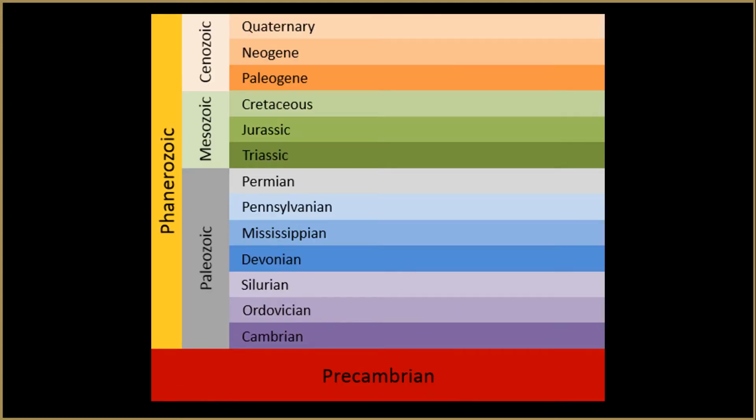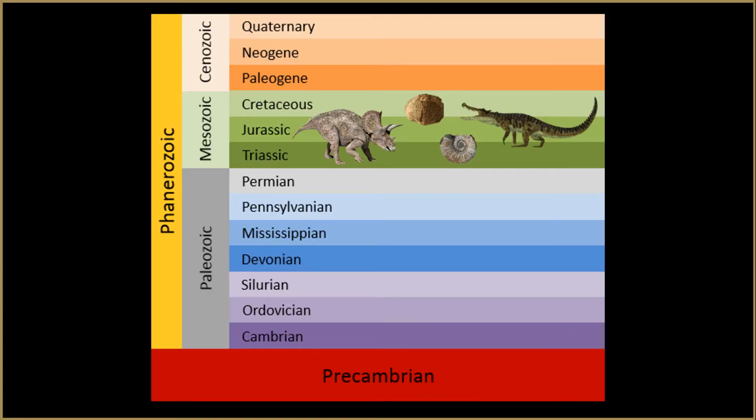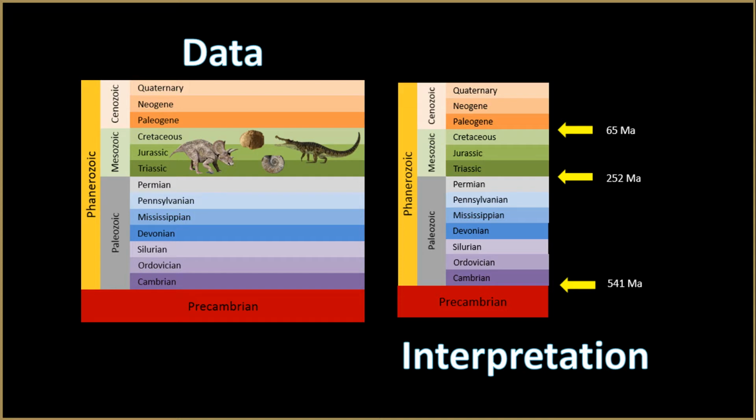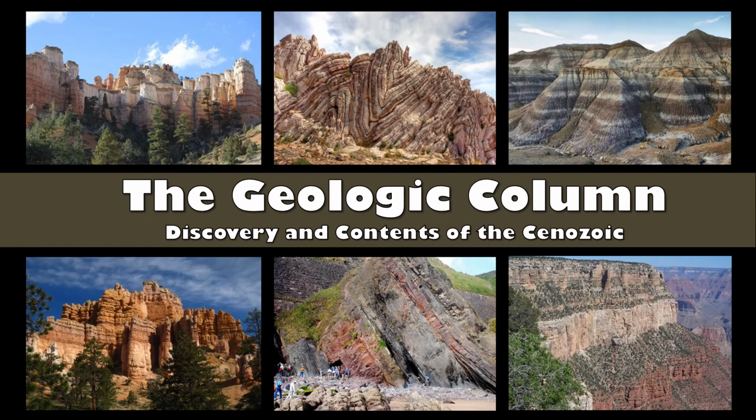The Mesozoic rock layers themselves, and the fossils found in them, provide us with observable data. The idea that these layers were deposited during millions of years of evolution is an interpretation of the data that conflicts with what the Bible teaches, as well as with certain scientific data. We will explore this further in a later presentation, but first we'll explore the discovery and contents of the Cenozoic.